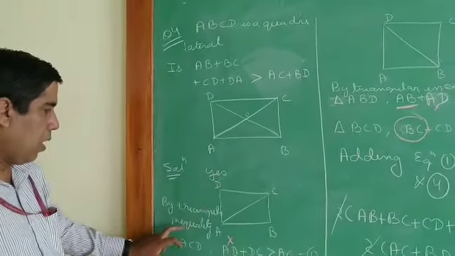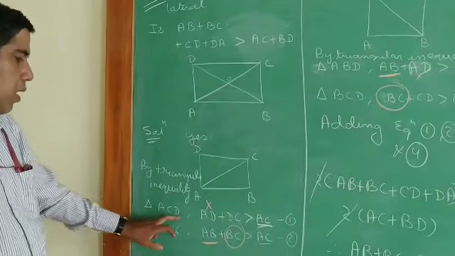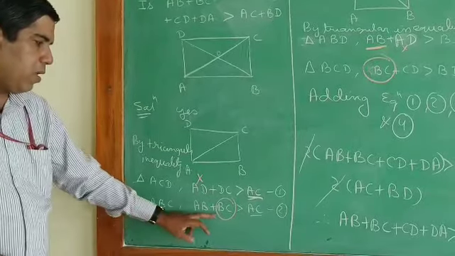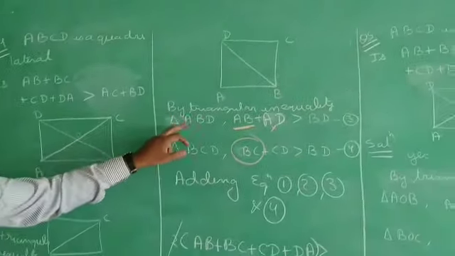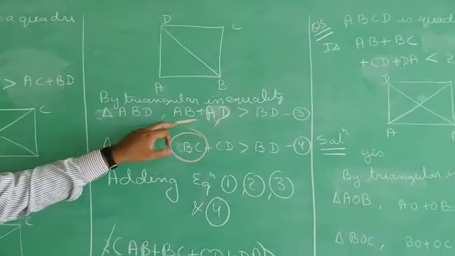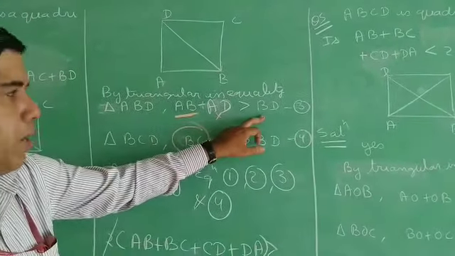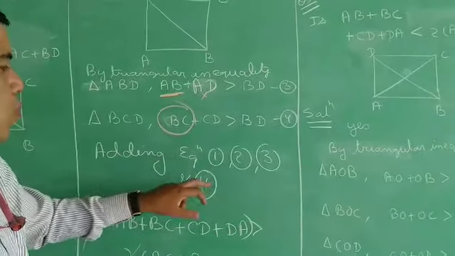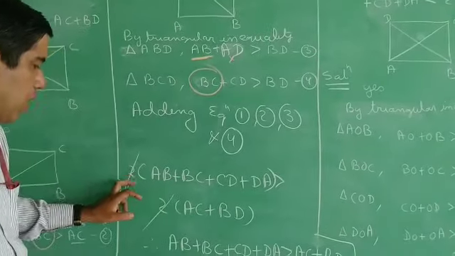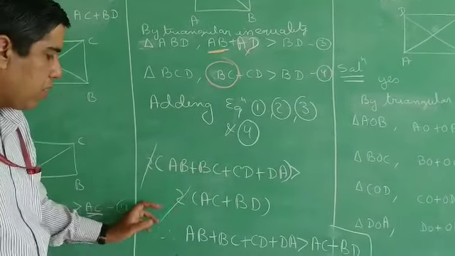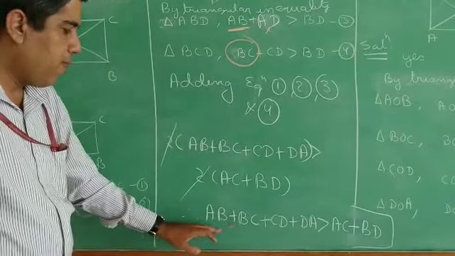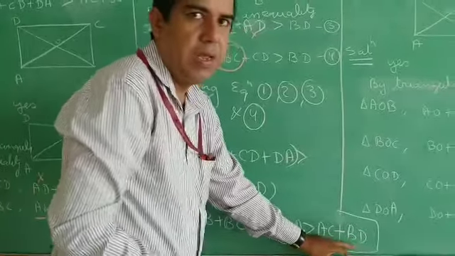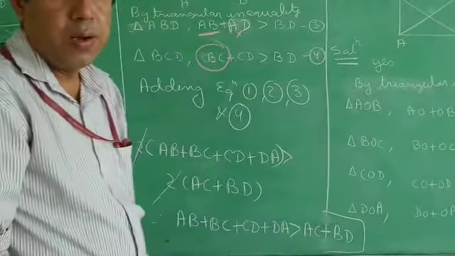By triangular inequality, it comes like this: AD plus DC is greater than AC, and AB plus BC is greater than AC. Here, by triangular inequality, in triangle ABD, AB plus AD is greater than BD, and here BC plus CD is greater than BD. By adding equations 1, 2, 3 and 4, you can see it comes 2 times, and 2 is on both sides, so I cancel, and therefore I get the result AB plus BC plus CD plus DA is greater than AC plus BD, and it proves the result over here.